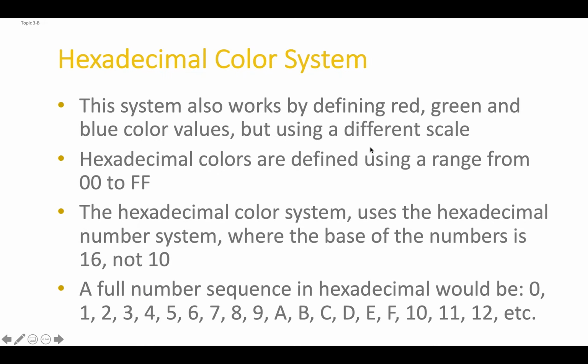Another way that you can define a color is using a hexadecimal color system. So instead of RGB, we would use a hexadecimal value. Hexadecimal colors are defined using a range from 00 to FF. So you can go from 0 to 9, and then after 9 you use A, B, C, D, E, F.